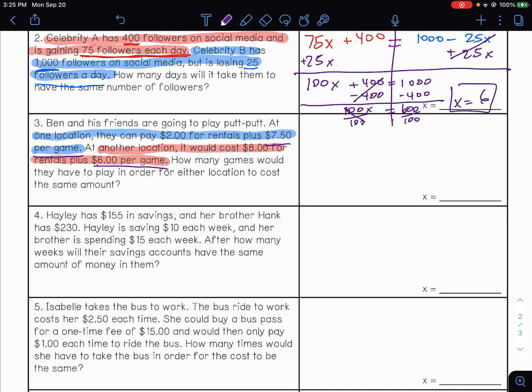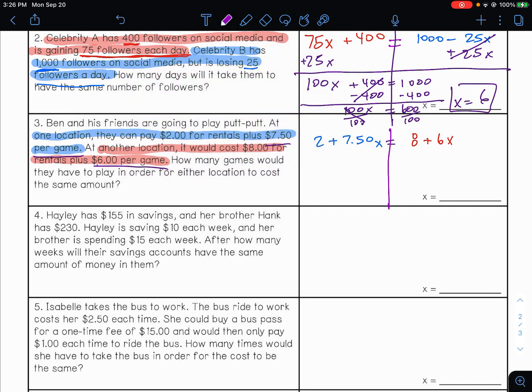Okay, so let's set up the first side. First location says $2, so I could write 2.00, but what's the point? I'm just going to write 2 plus 7.50 per game. The other one is $8 flat plus $6 per game, so plus 6 times the number of games. Oh, whoops, I forgot to write the times the number of games. So remember, rate, you multiply that with the variable. All right, now we have our equation.